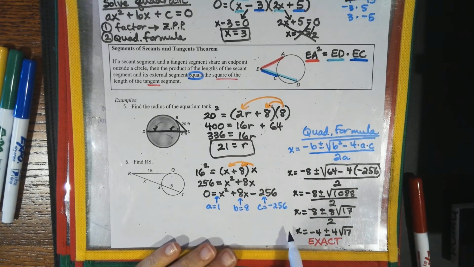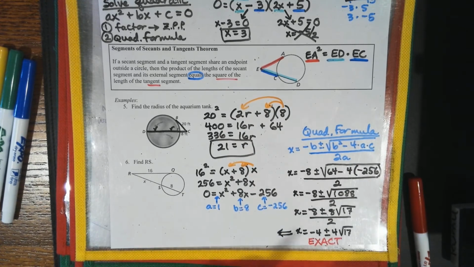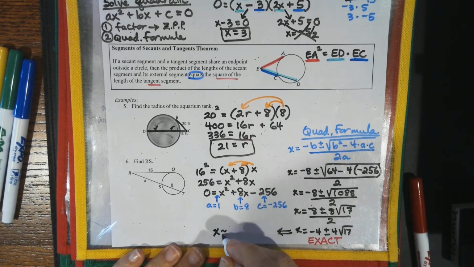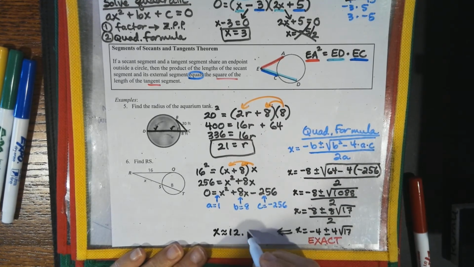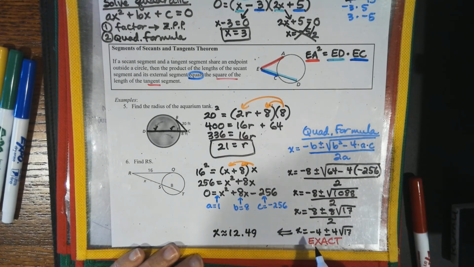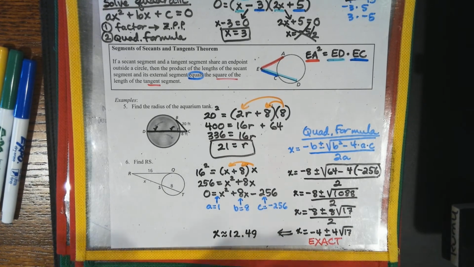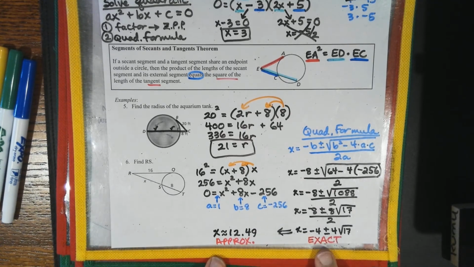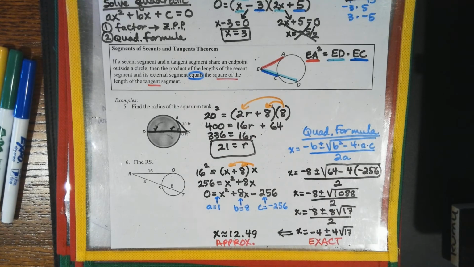If it says round to the nearest, say, 10th, then you could just pop it in your calculator and get that decimal approximation of about 12.49. Okay, and if it says round or approximate, then it's okay to use your calculator. Okay, but just remember, exact means leave it in the form of your square root. Approximate means use your calculator and round it. And so, again, this is where I'm going to ask you for questions, but we're done.